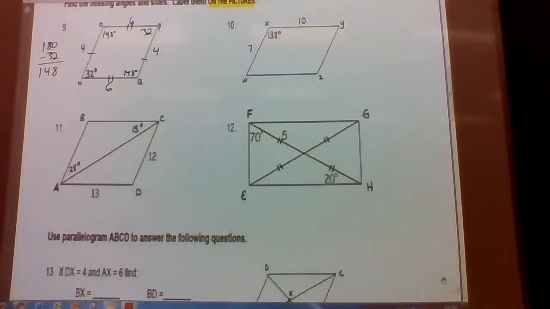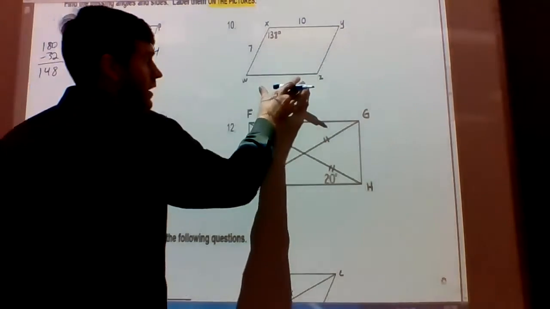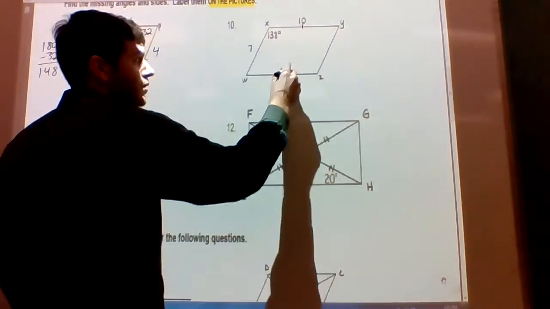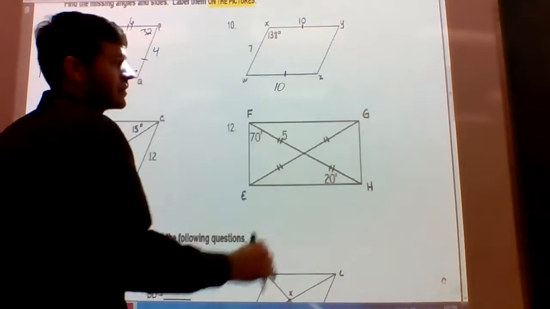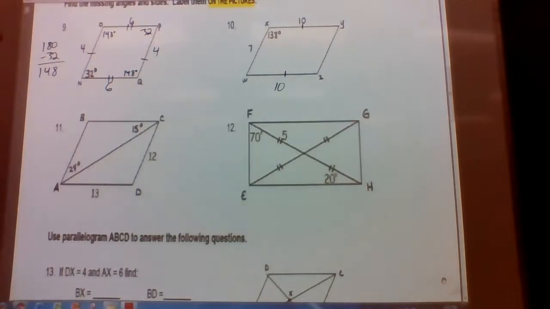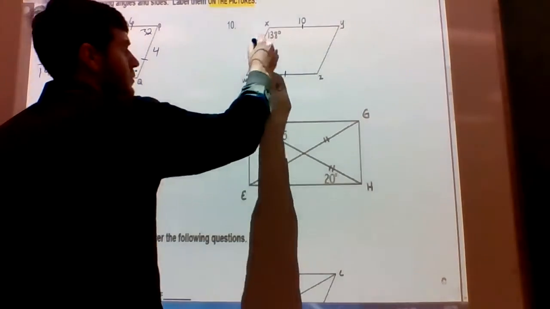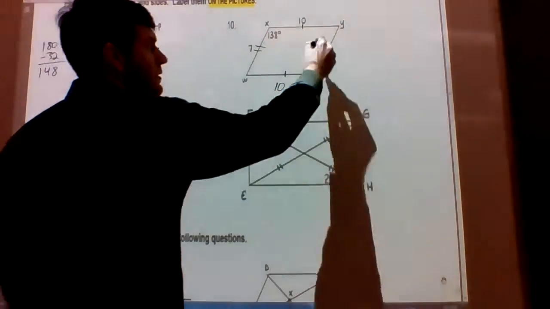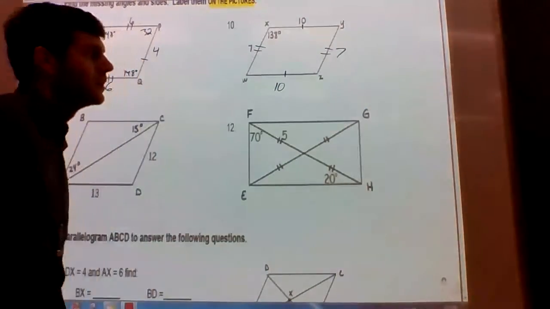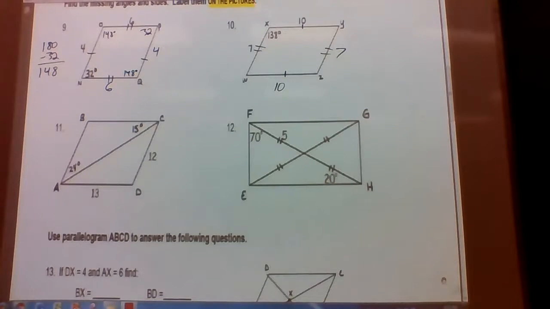Number 10 is a very similar problem. If XY is 10, we know WZ also has to be 10 because opposite sides are congruent. XW is 7, so YZ has to be 7. Again, opposite sides of a parallelogram are congruent.